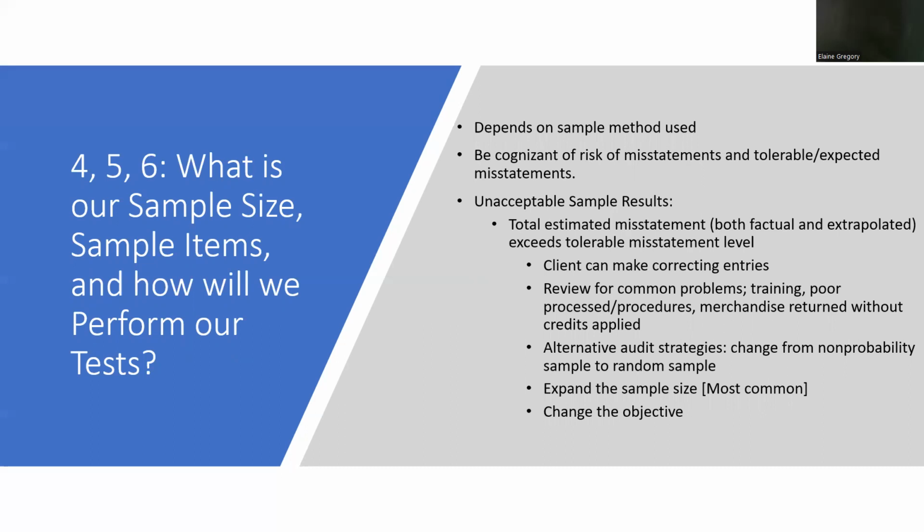So if it does exceed it, you extrapolate out to the population and say your expected misstatement was only $10,000 and your extrapolated population comes out to $15,000, well, then you've exceeded your tolerable level. There are some things we can do. We can have the client make the accounting entries, and you want to document this all. Again, document, document, document.